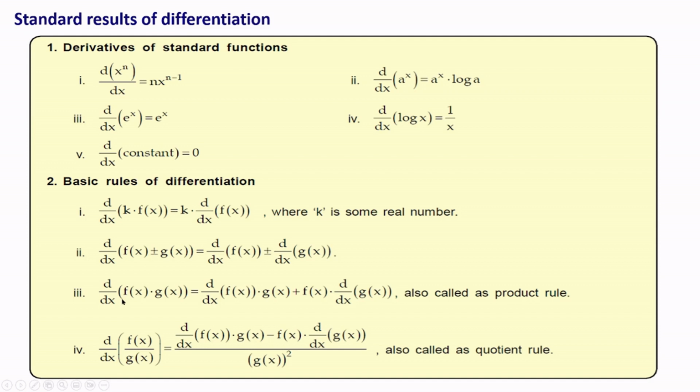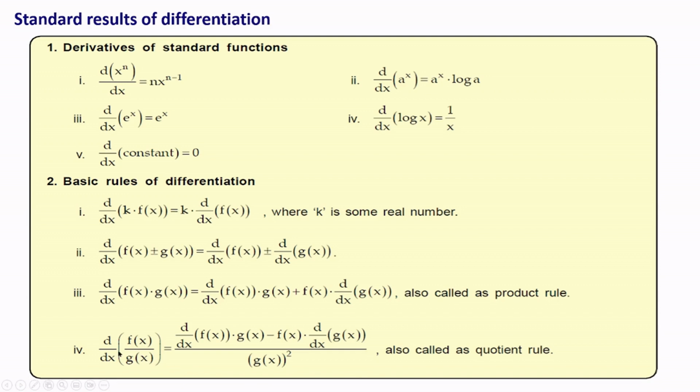And next we have the product rule. That is derivative of f of x into g of x. It is the derivative of the first function f of x into the second function g of x plus first function f of x into derivative of the second function g of x.